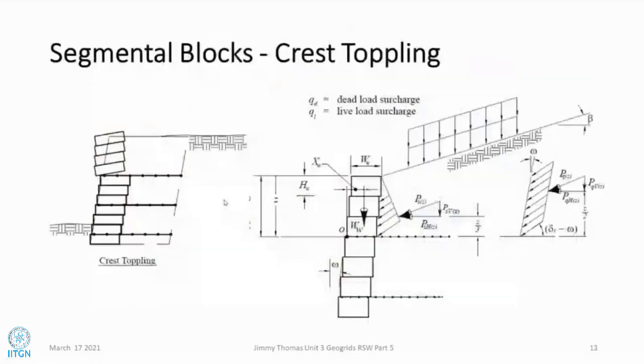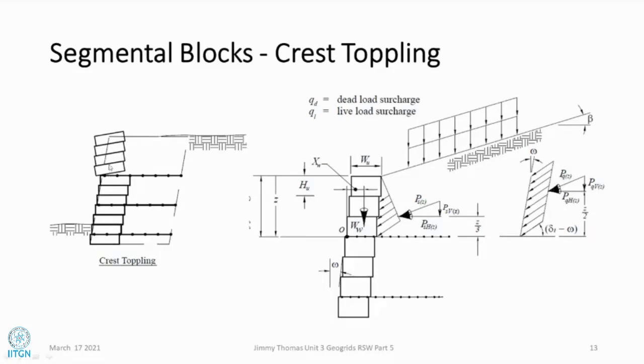So coming to segmental blocks, I mentioned the crest top line. This is the topmost layer of reinforcement. If you put too many blocks above, that will overturn actually, so that has to be analyzed. Normally, a good practice is to put a reinforcement below the topmost block.